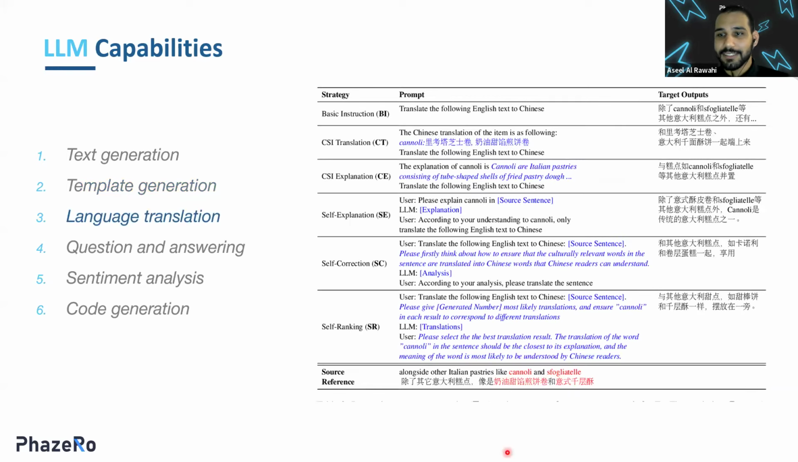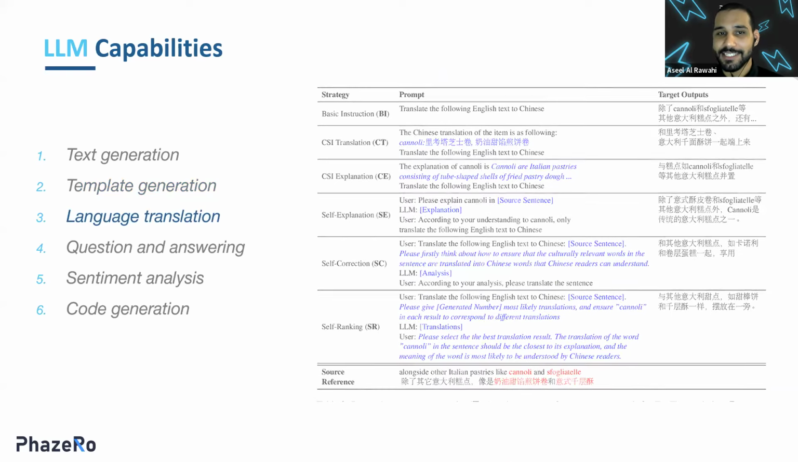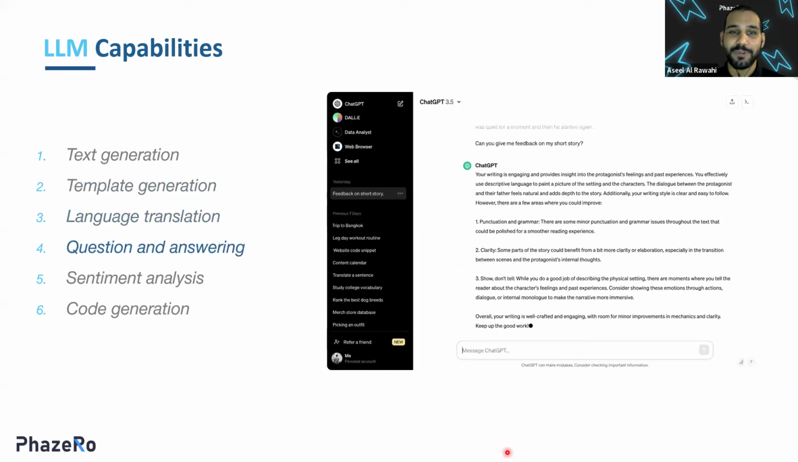The next use case is language translation, meaning we would like to translate text or a sentence from one language to another where the meaning is preserved. And the most common use case nowadays, with the introduction of ChatGPT, is question answering.